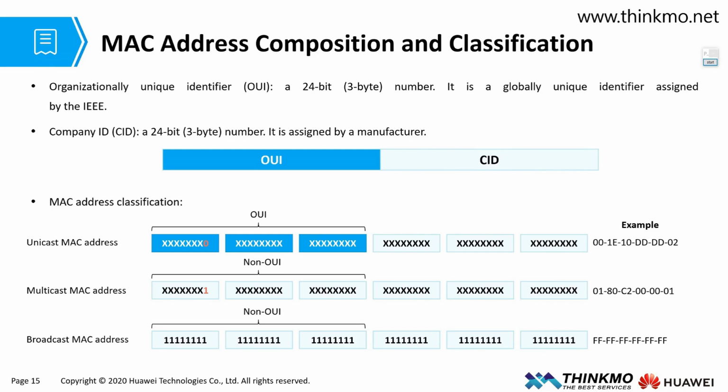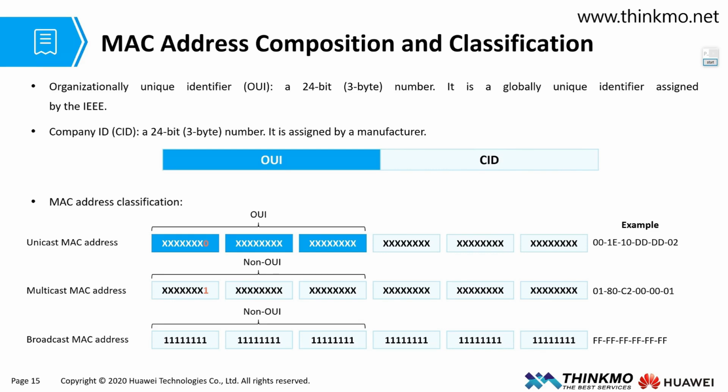The unicast MAC address can be used as either the source address or the destination address, but you must be careful here. We say that this MAC address is globally unique. If there are 2 terminals with the same MAC address connected to a layer 2 network, for example, due to operational errors or various reasons, communication failures will occur at this time. Communication between those 2 terminals and other devices may also fail. Now, this is unicast.